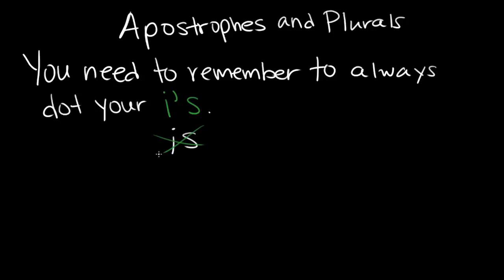Right. And "you need to remember to always dot your is" doesn't make any sense. Right. So this apostrophe can look like it's making the letter i possessive, but it's really just there to make it clear that this is plural i and not "is." So this is the only case.